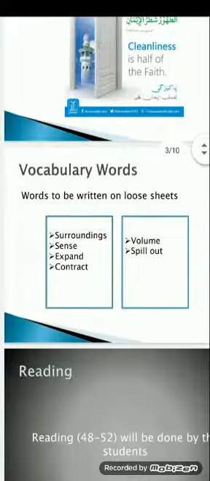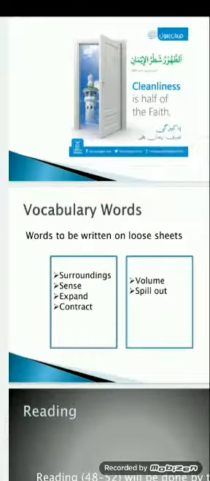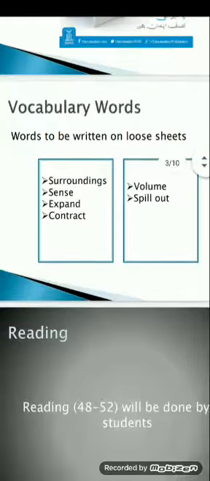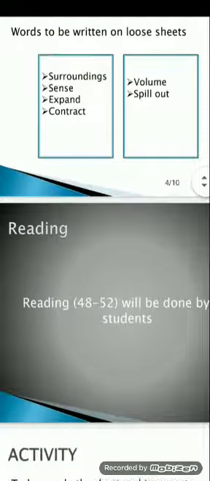First of all, you will write these vocabulary words which I am going to share with you on your loose sheets. Your vocabulary words of this lesson are surroundings, sense, expand, contract, volume, and spill out. You will find out their meanings with the help of your parents from a dictionary. After writing vocabulary words, your next task is reading.